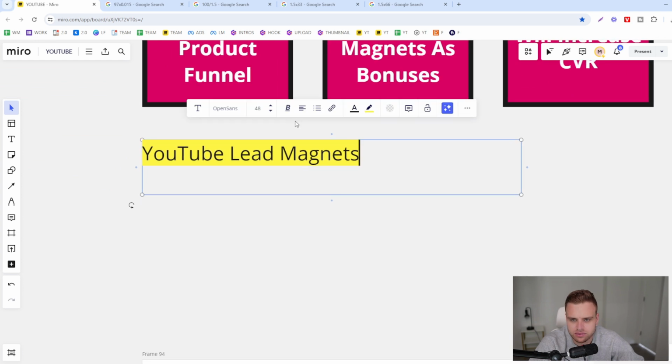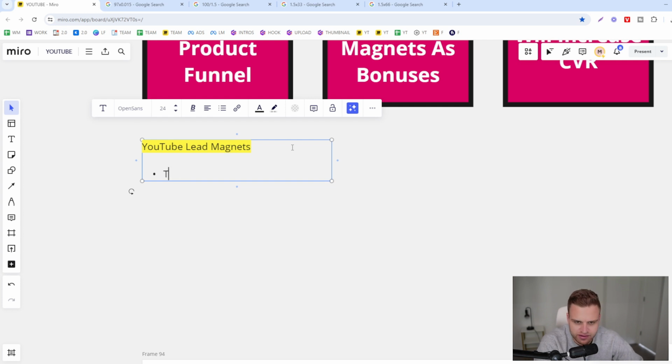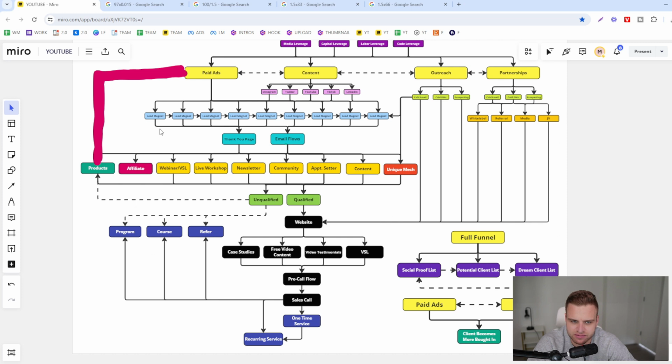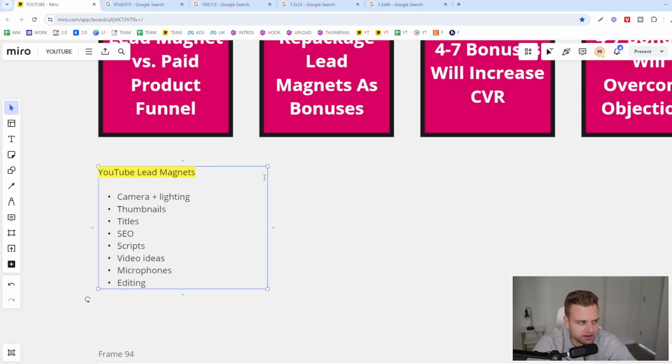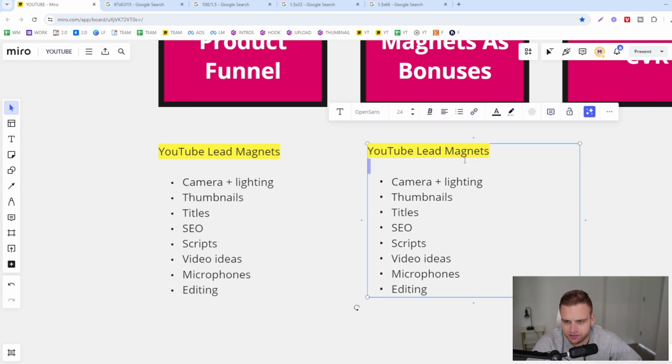So if we have our YouTube lead magnets, we have our camera plus lighting, we have our thumbnails, we have our titles, we have our SEO, we have scripting or scripts, we have video ideas, we have the microphones, we have maybe editing. Like, these are the lead magnets that we would make in this situation. These would be like 1, 2, 3, 4, 5, 6, 7, 8, 9. Like, this is what you would be doing. So let's go and see how we could repackage them.